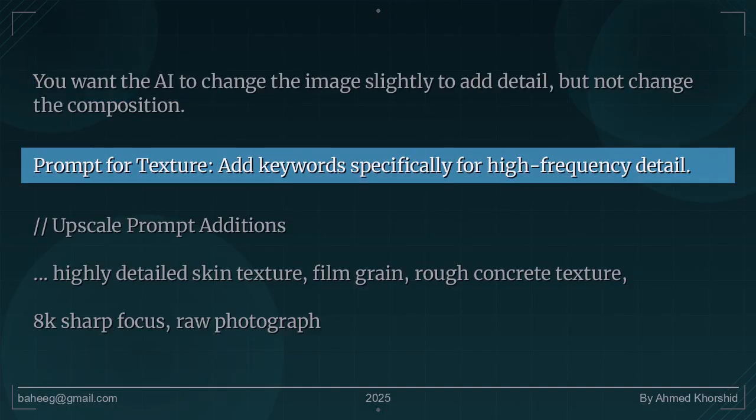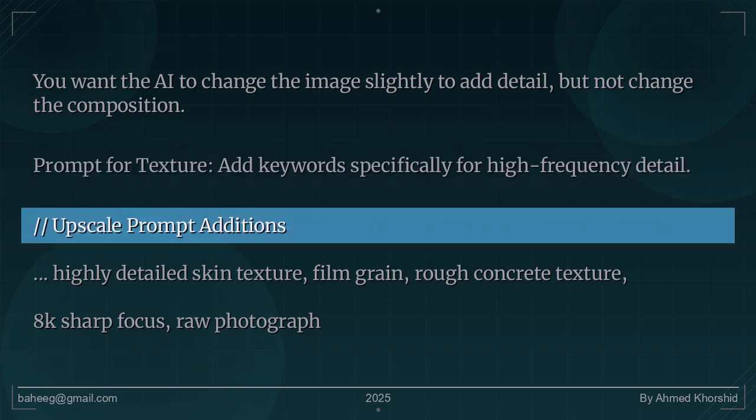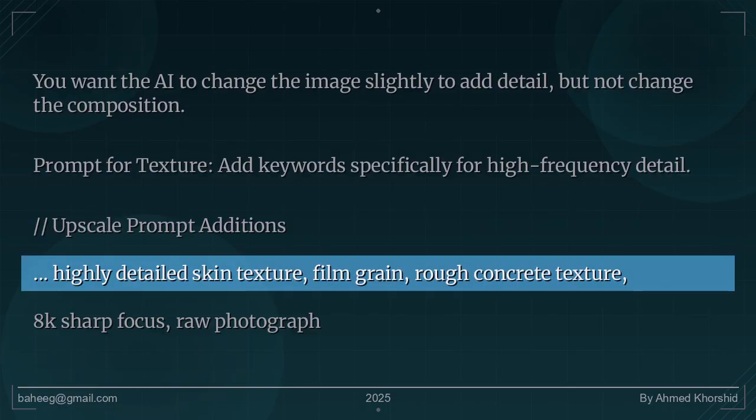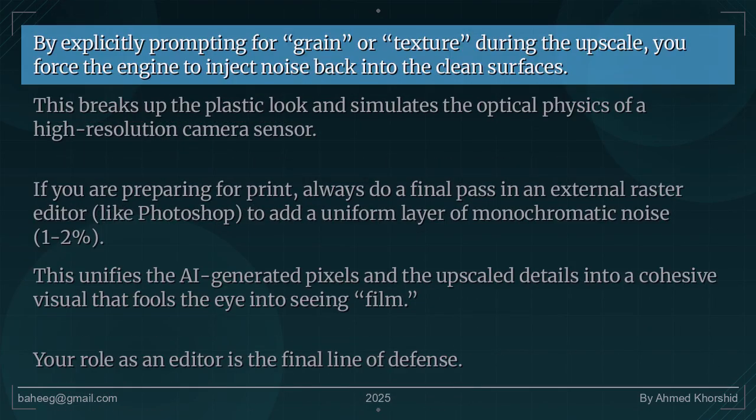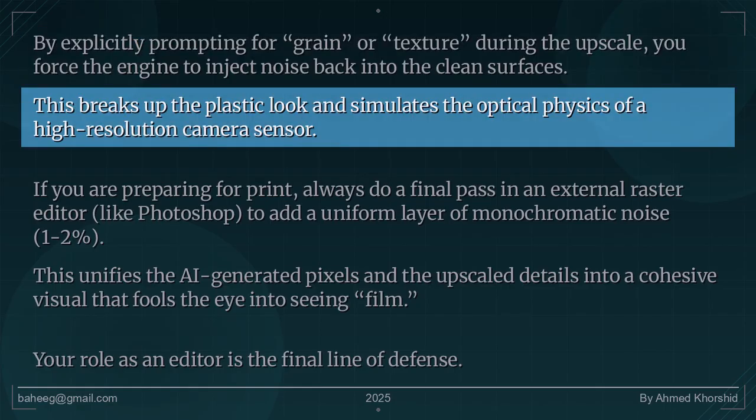Prompt for texture: add keywords specifically for high-frequency detail. Upscale prompt additions: highly detailed skin texture, film grain, rough concrete texture, 8K sharp focus, raw photograph. By explicitly prompting for grain or texture during the upscale, you force the engine to inject noise back into the clean surfaces. This breaks up the plastic look and simulates the optical physics of a high-resolution camera sensor.